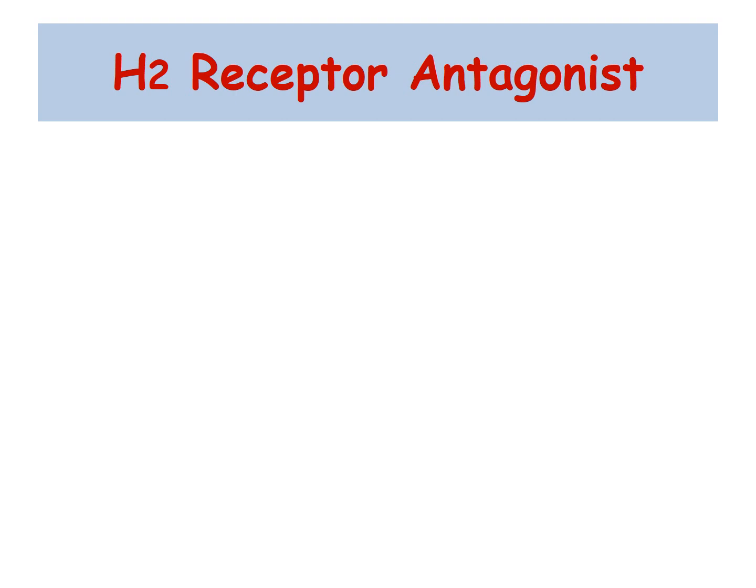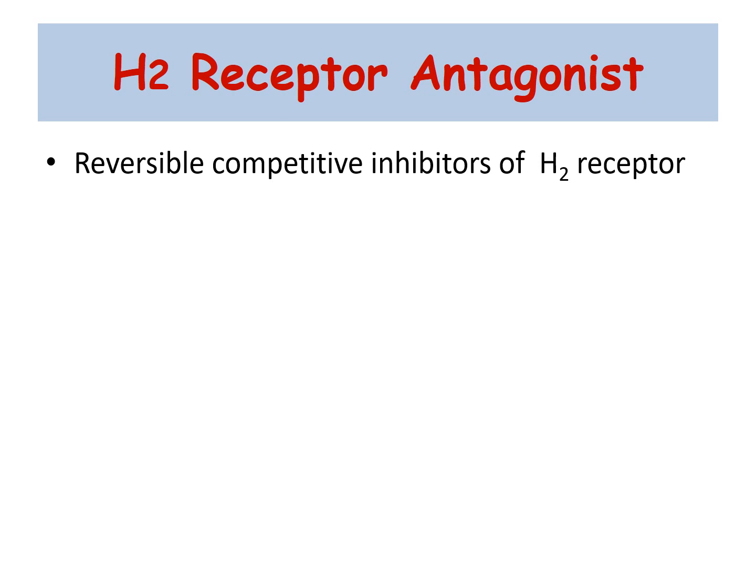Next group of drugs which reduces the acid secretion is H2 receptor antagonist. They are reversible competitive inhibitors of H2 receptors. The other one was irreversible inhibitors. Here it is a reversible, competitive inhibitor of H2 receptor.